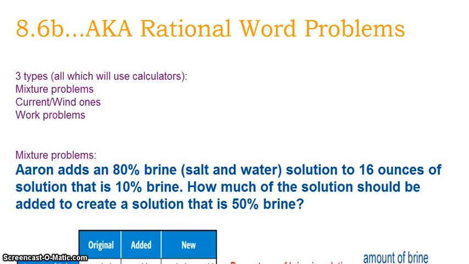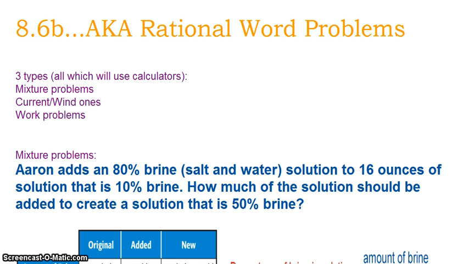Hello everyone, and welcome to the second half of 8.6, which is solving rational equations, and we are going to be dealing specifically with the word problems. These word problems, at least every single time I took the ACT, at least one of these always showed up.